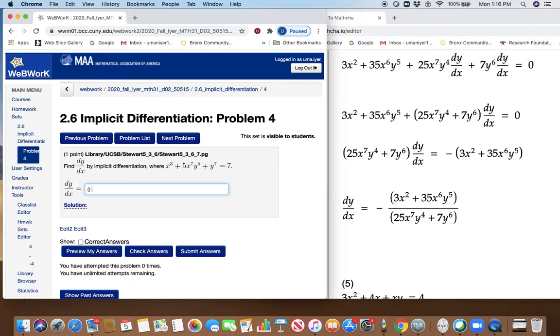I have a numerator divided by denominator. Don't forget to write parentheses. And inside the parentheses you would fill it. 3x to the power 2 plus 35x to the power 6 y to the power 5 and denominator 25x to the power 7 y to the power 4 plus 7y to the power 6. All right, and all of this has a negative value in the front.